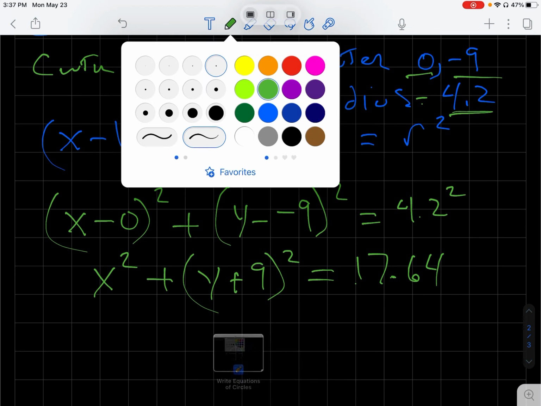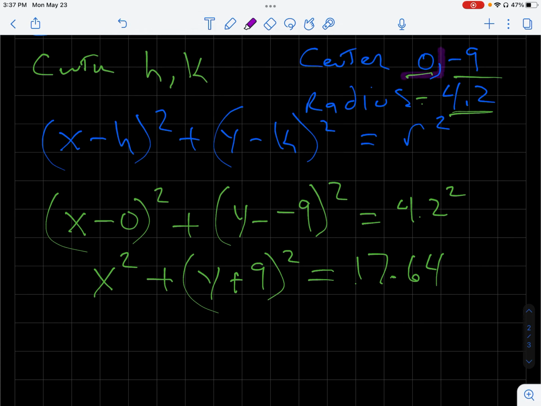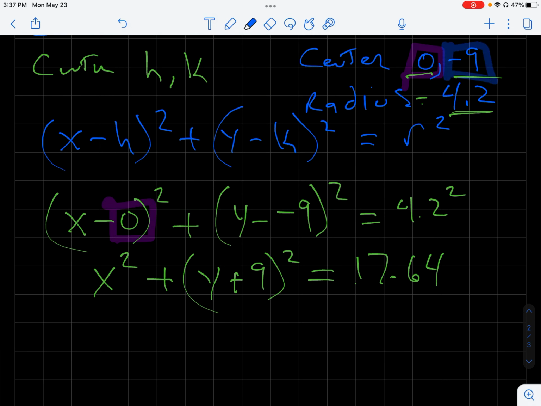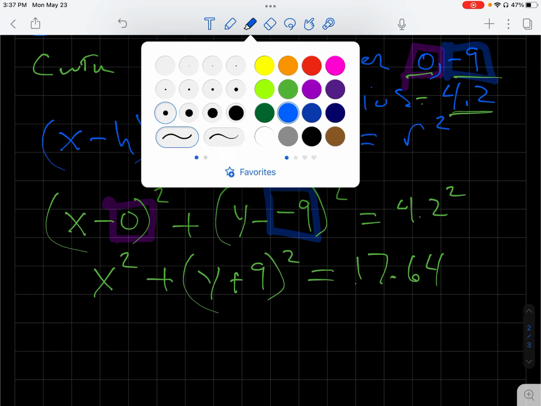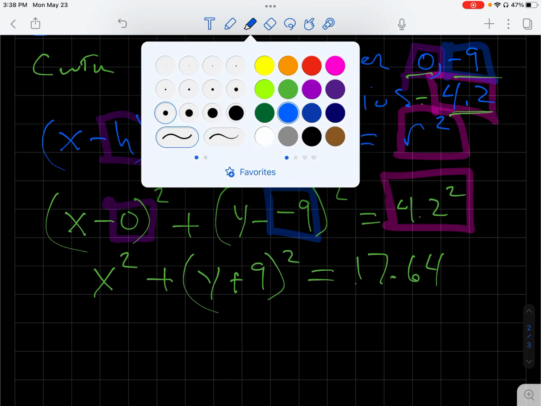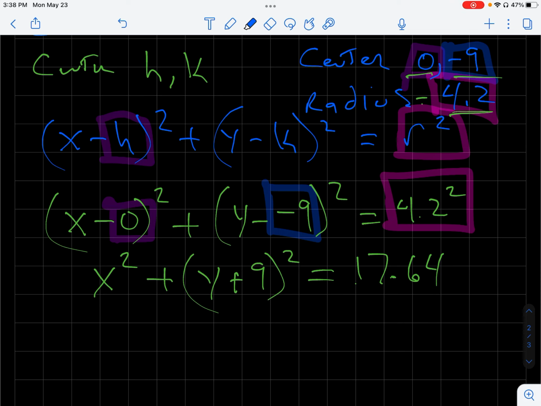So here we simply took our h and our k and our radius, and we plugged them into the formula, x minus h squared plus y minus k squared equals r squared. So we simply plugged it in and got our answer.